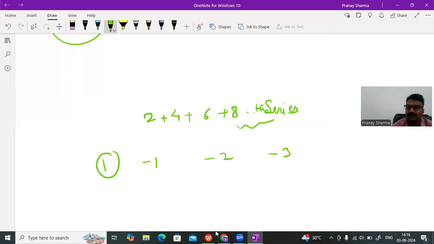A common difference, which is -1, right? If you add -1 to it, it will become -2. If you add -1 to this, it will become -3. If you add -1 to this, is it giving you -1? No. You should be writing 0 here.